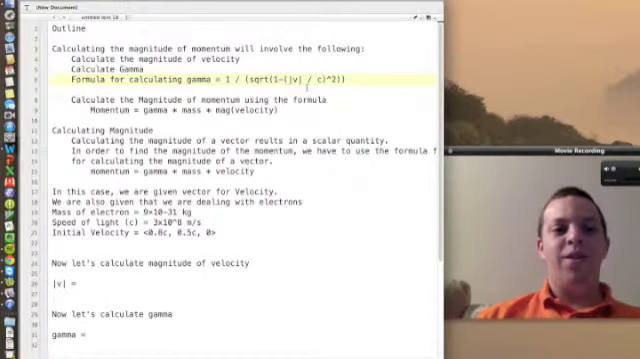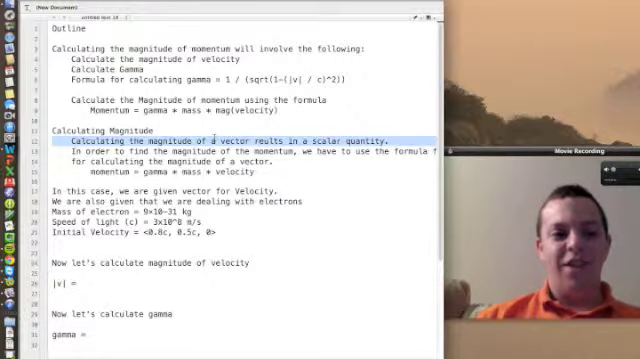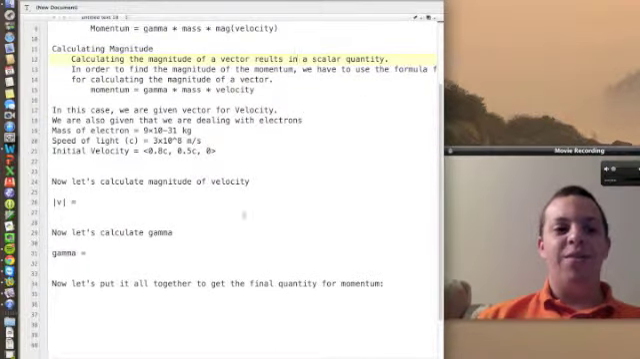So this affects how we're going to go about solving the entire problem, because we realize that the magnitude of velocity is a very important quantity as it's used in multiple places in this problem. So let's get started and actually calculate the magnitude of the velocity. A couple notes about that before we do it: calculating the magnitude of a vector results in a scalar quantity, and in order to find the magnitude of a vector, we need to use the formula for the magnitude, which I'm going to show you guys right here below.